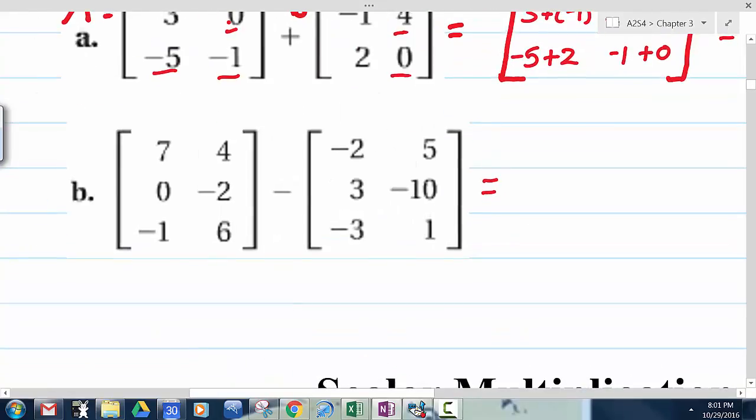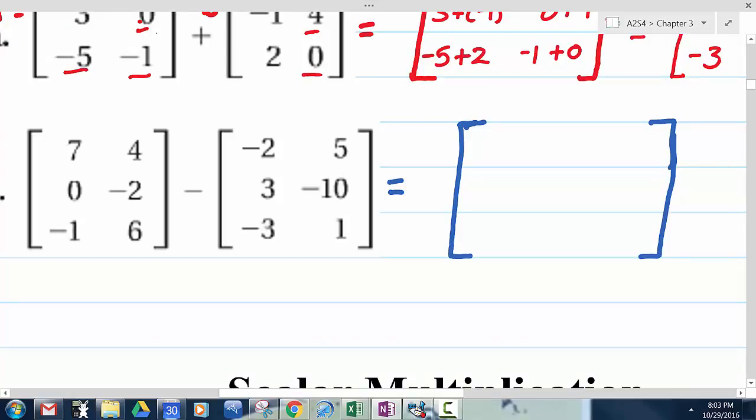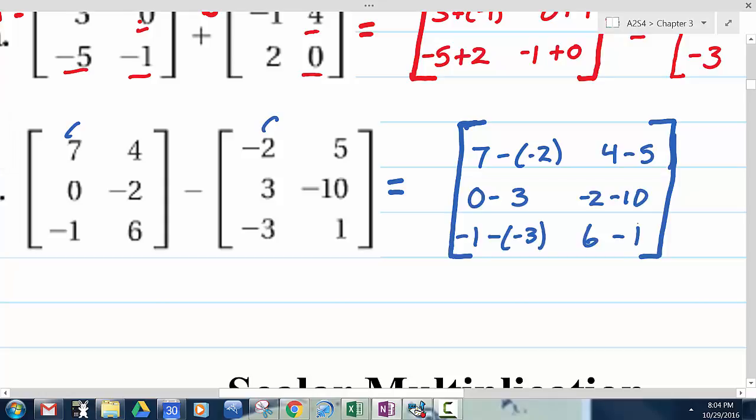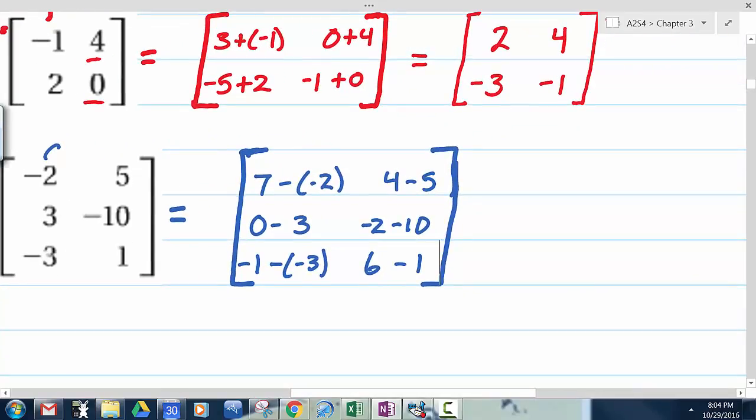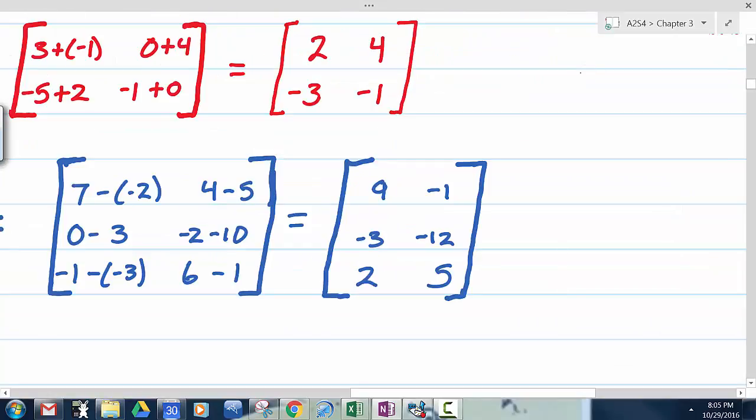So if I'm subtracting those, remember I put my brackets, and now I'm subtracting. First row, first column is 7 in this matrix right here, and then it's -2 in this matrix. So we're doing 7 minus -2. First row, second column, there's a 4, there's a 5, so you're doing 4 minus 5. And we can fill up the rest of this matrix with 0 minus 3, -2 minus 10, -1 minus -3, and 6 minus 1. So then all it is is just doing the subtraction, and the matrix you should end up with is the matrix 9, -1, -3, -12, 2, 5.